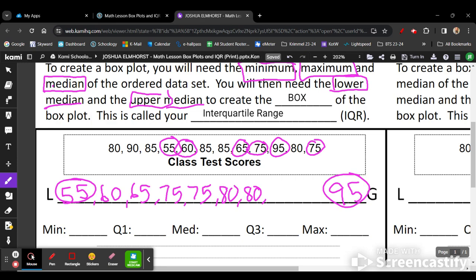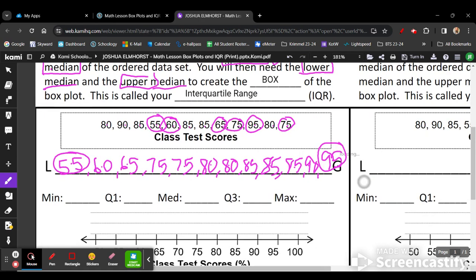3 85s. I think I am writing too big. I'm going to run out of space. 85, 85, 85, 90, and 95. So if you organize your data, you always want to double check, make sure you got all the data points. 1, 2, 3, 4, 5, 6, 7, 8, 9, 10, 11, 12. Excellent.